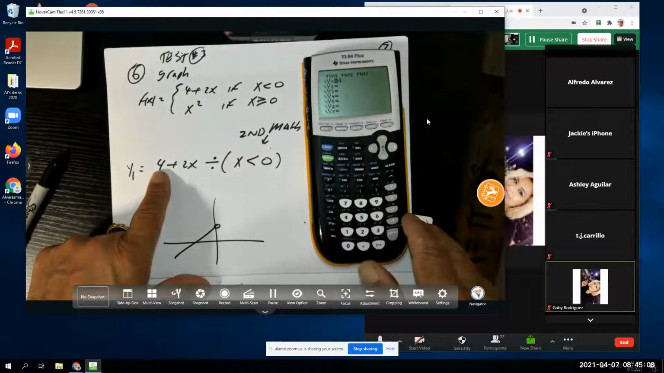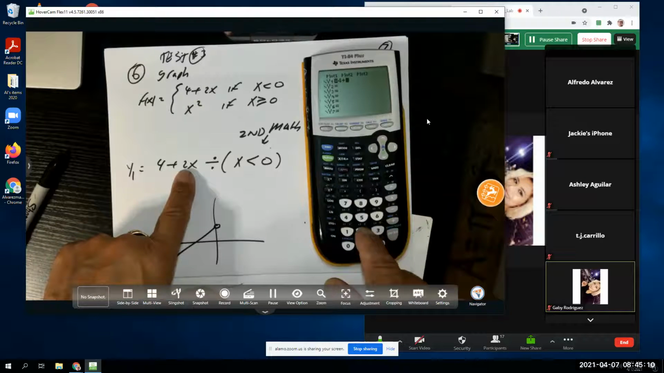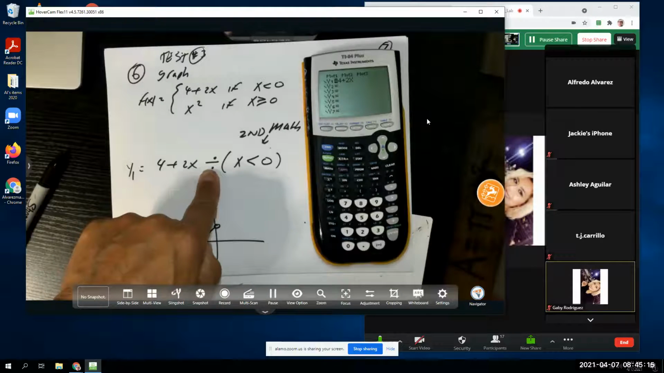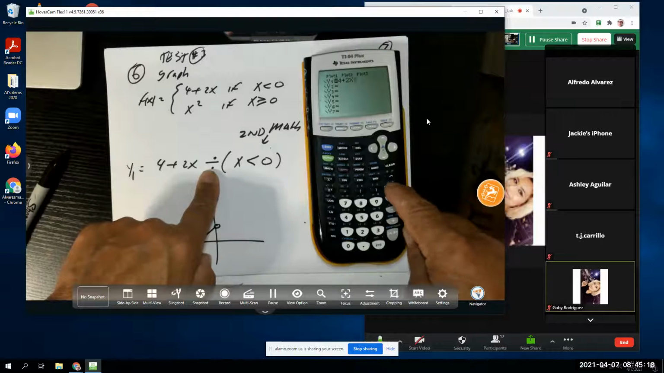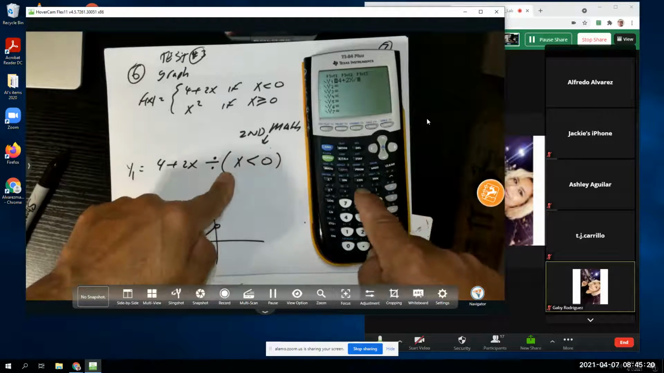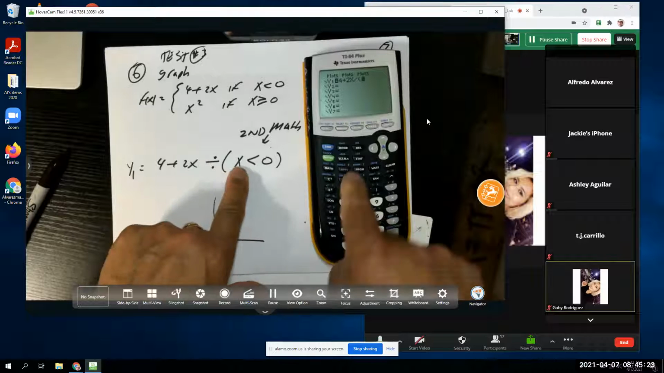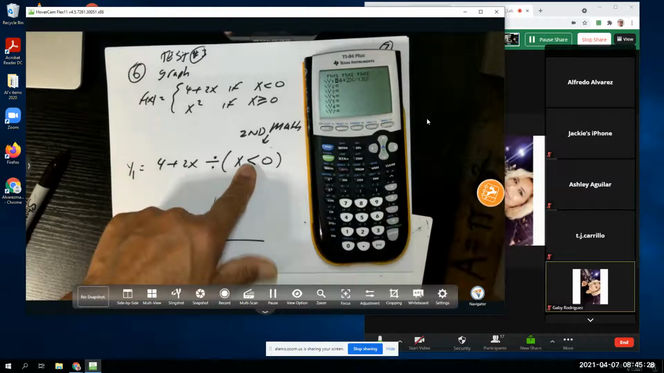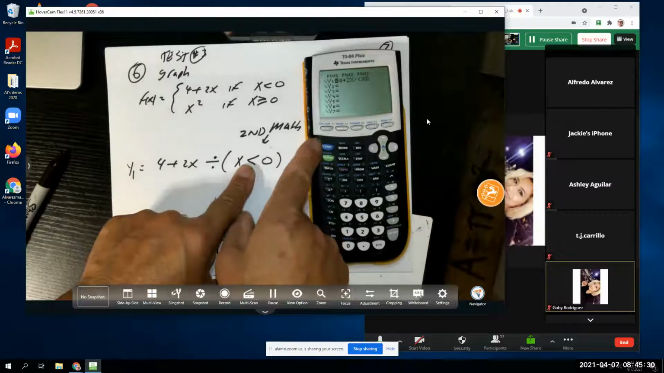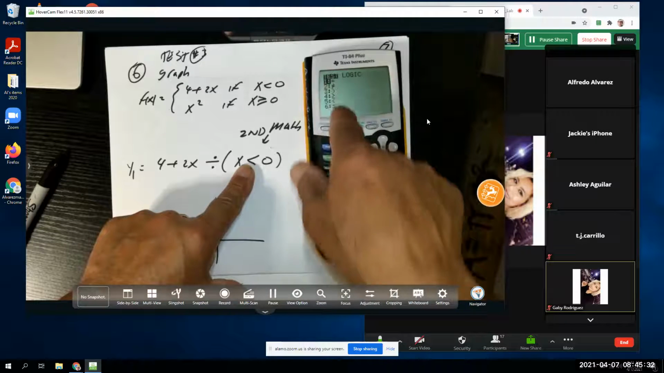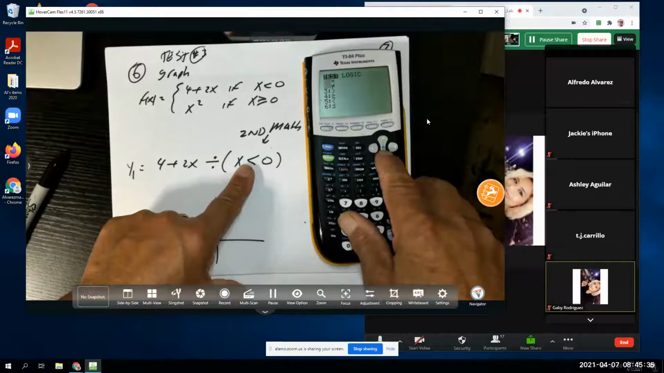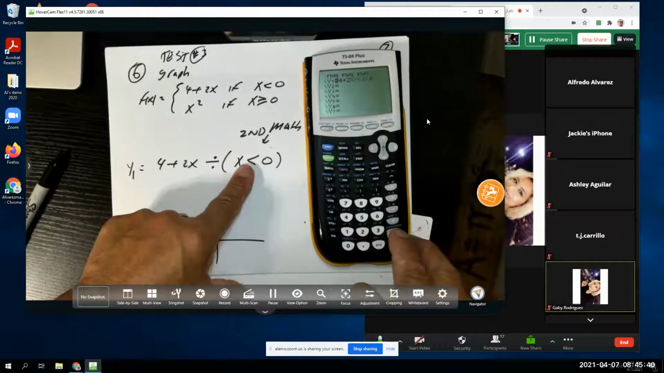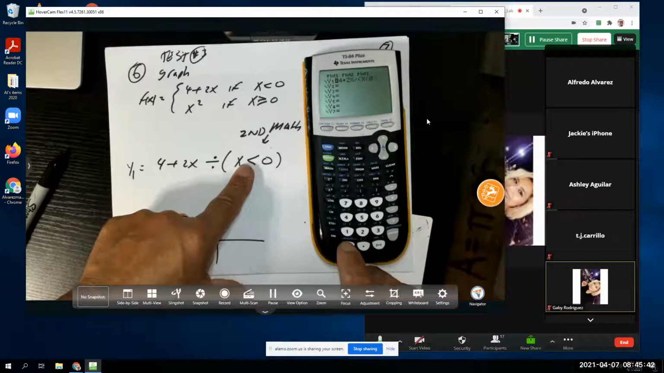Follow me. 4 plus 2x, and then the division symbol right here. Then you put parentheses, x, which is alpha, and less than. How do you find less than in your calculator? You go second and math, and see all the symbols. You go down arrow until you get to that less than symbol. Enter. Then you're gonna put 0 and close it.